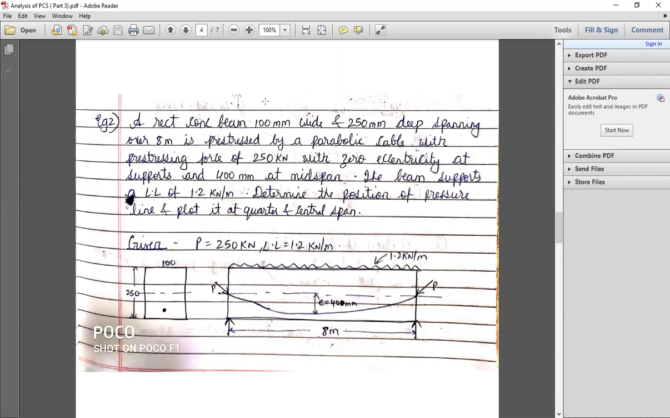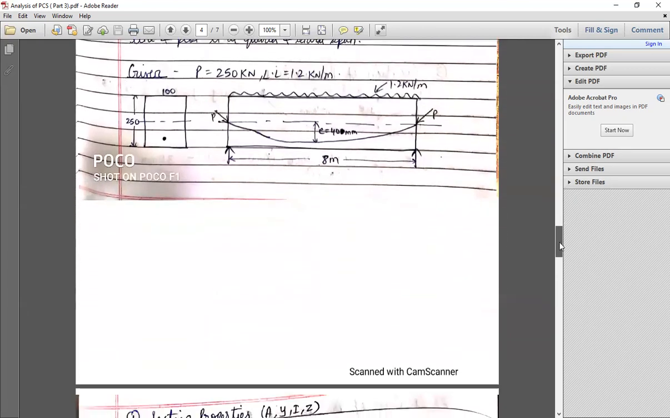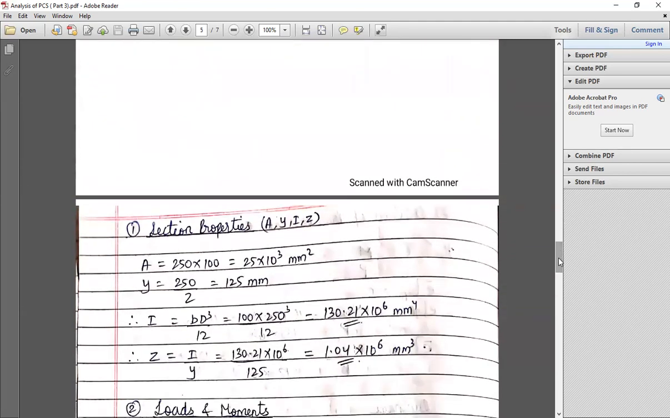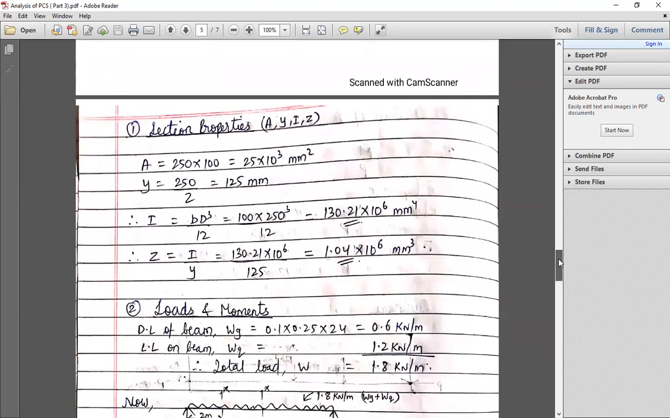So now let us see how to solve this problem. Okay, the rest of the data is the same, cross section dimensions are given, pre-stressing force is given, live load is given, everything is the same. Just that the tendon here is not a straight tendon, it is a parabolic tendon. Now let us see how to solve this. So the first step, you will find out the section properties. Okay, so this you can do easily. Now let us see the next step.